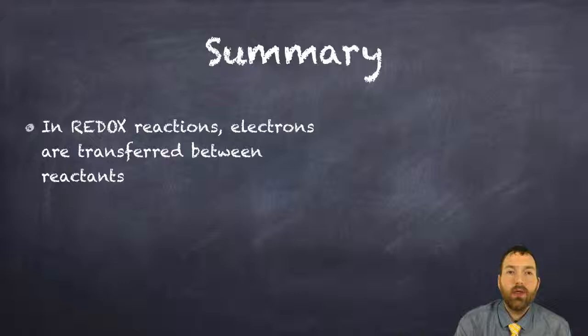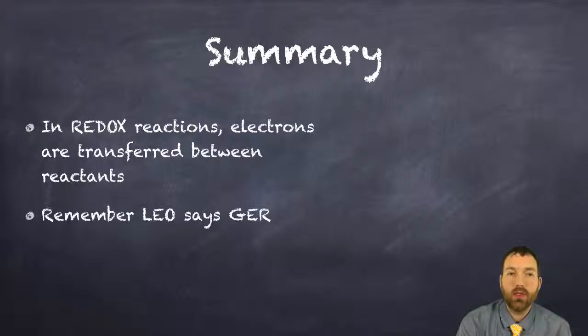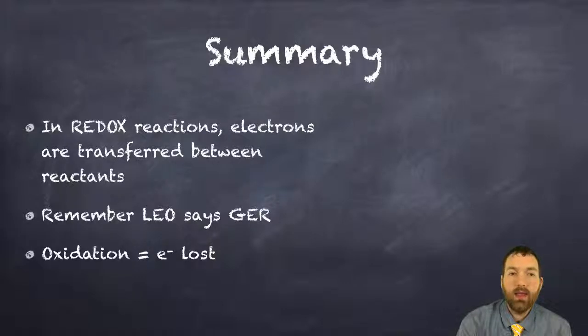So in summary here, in a redox reaction, electrons are transferred between reactants. One element is going to gain electrons, one element is going to lose electrons. If you remember the little phrase, Leo says grr, you remember the one that lost the electrons is the species or the element that was oxidized. The element that gained the electrons is the species that was reduced.